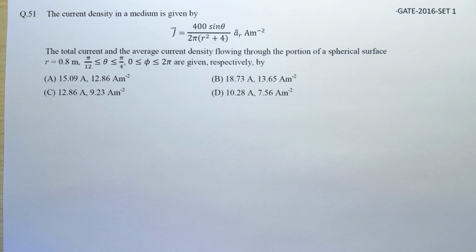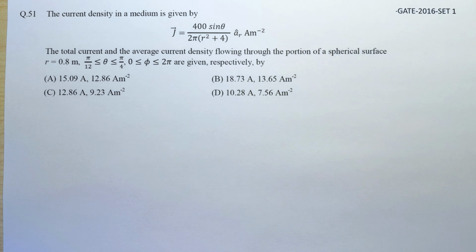Today I have one more question for you from GATE 2016 set 1 from the Electronics and Communication paper. This is a question on electromagnetic theory, and here is the question. The current density in a medium is given by J, the total current and the average current density flowing through the portion of a spherical surface.